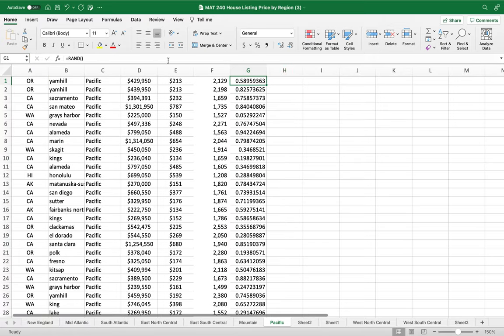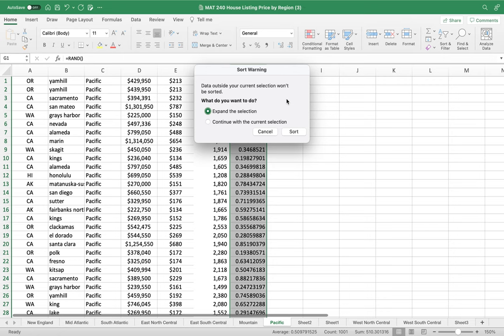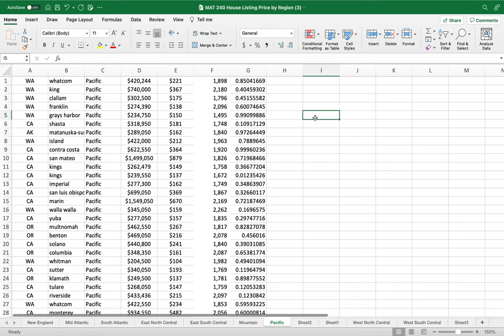Now we need to sort G. That will randomly sort these rows. So sort small to large. You want to expand the selection. That means it keeps each row the same. It just moves the rows in different orders. Each row is a house. Sort. Now we want to keep the first 750.